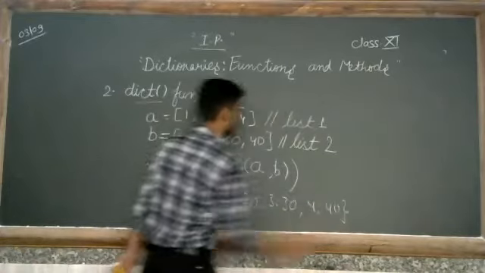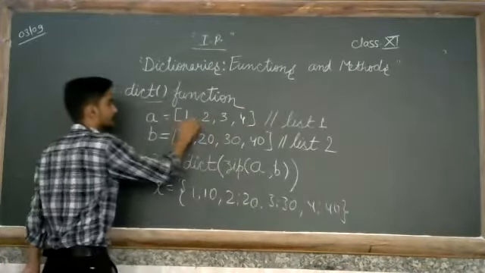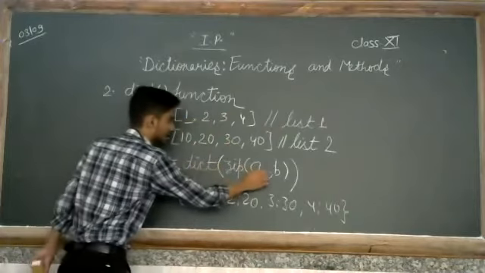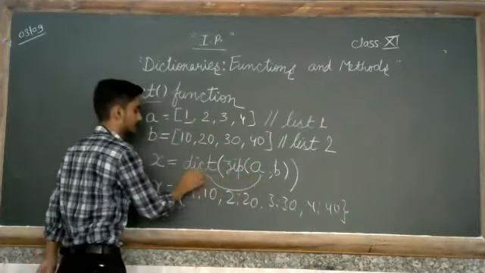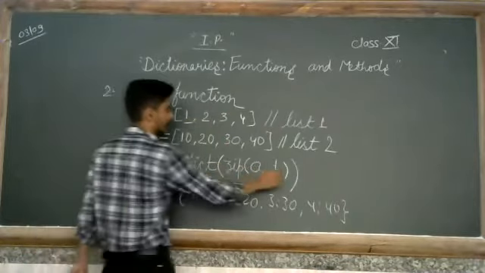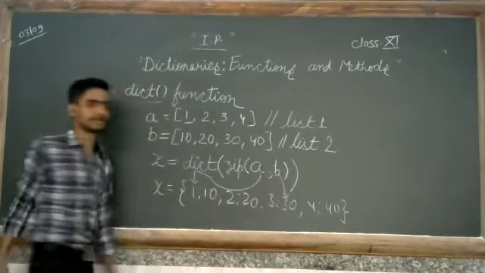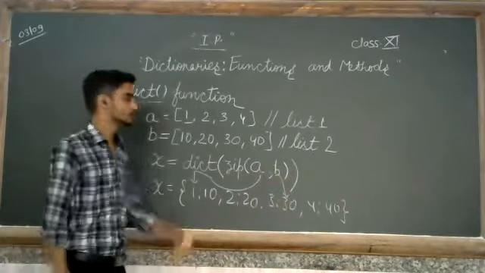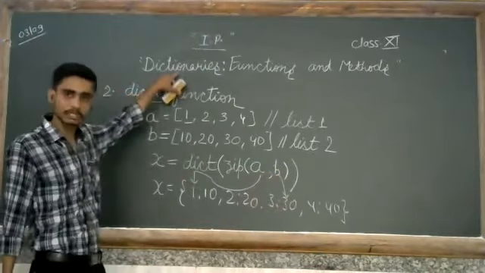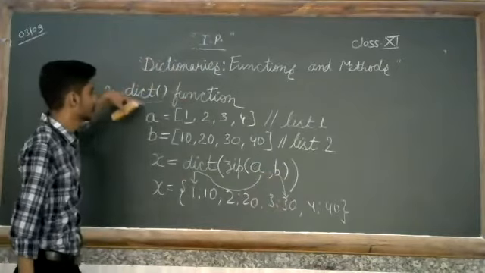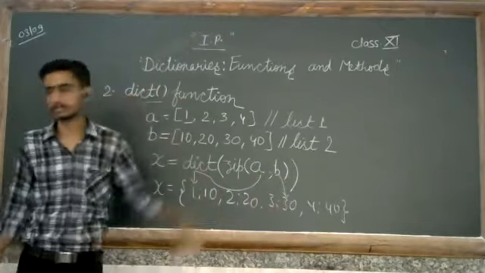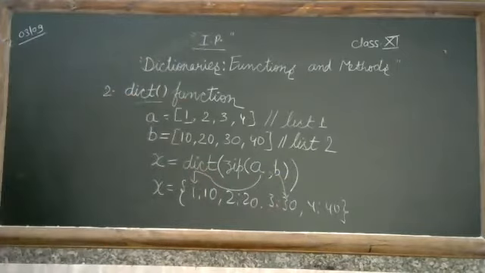Now you may ask why A is being considered the key: because the first argument will be considered as key, and the second argument will be considered as value. Getting my point, students? So we can also create a dictionary using the dict keyword with already made lists. Please give your consent if you have understood this method also.